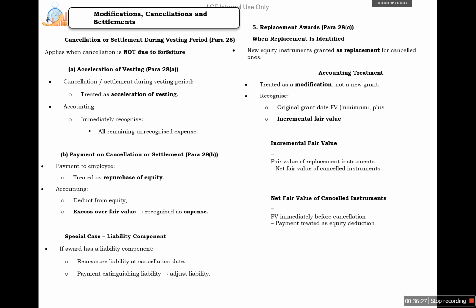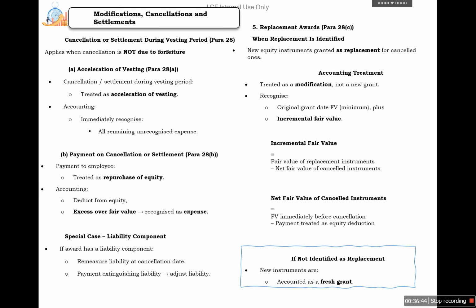So we need to keep on booking expense based on the original value, and the additional amount we need to vest over the remaining period. And if the replacement is not identifiable, then we need to book it as a fresh grant.